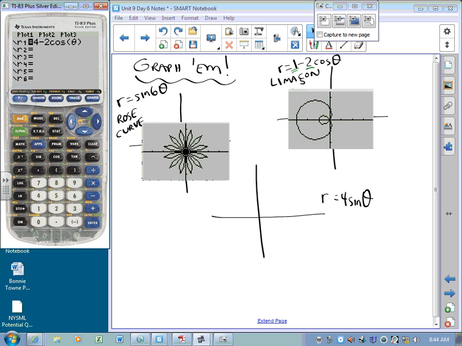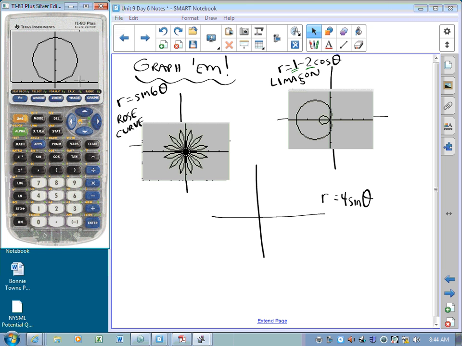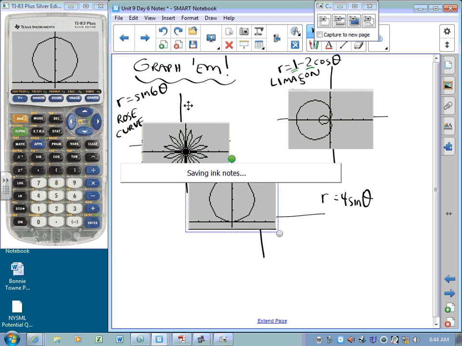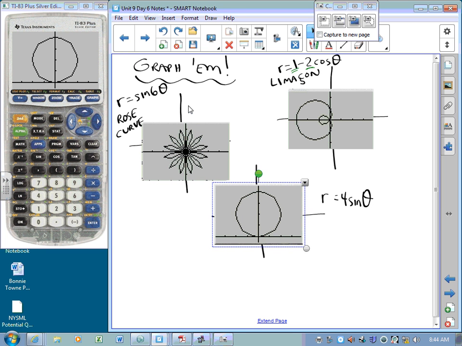And then lastly but not leastly, 4 sine theta, there it is. That's not very helpful. So we're going to go from negative 0.5 to 4.5. That's better. And I think we know what that is right off the bat. That thing is a circle. This thing is a circle whose diameter is on the positive y-axis and whose diameter is of length 4.